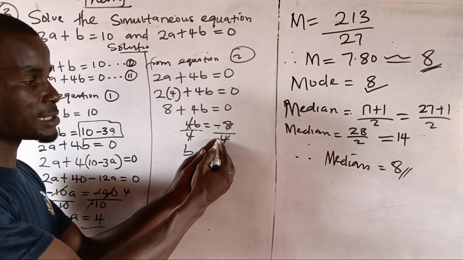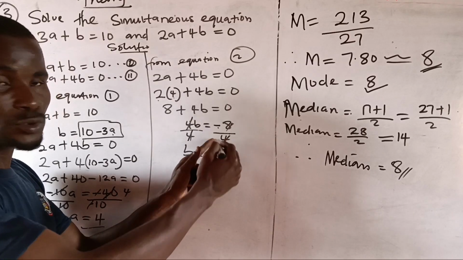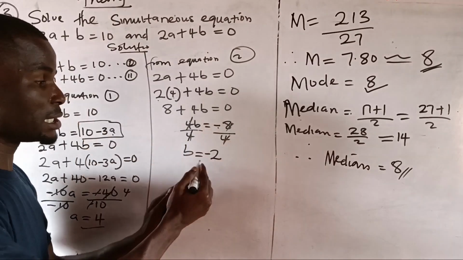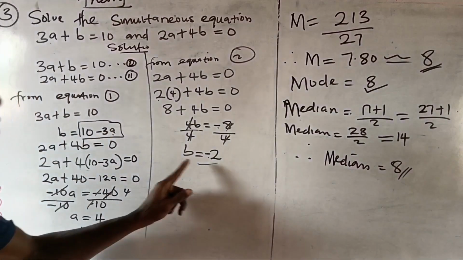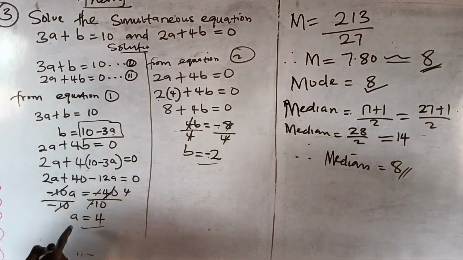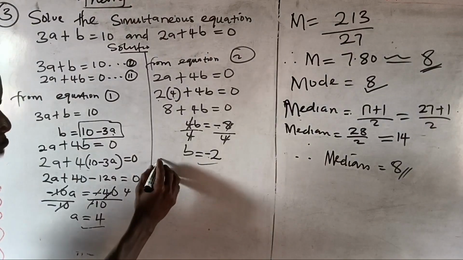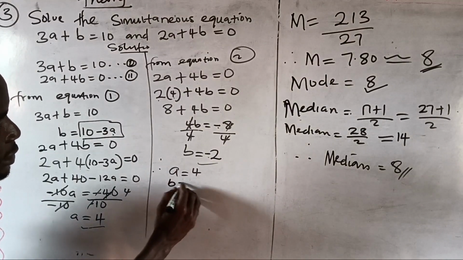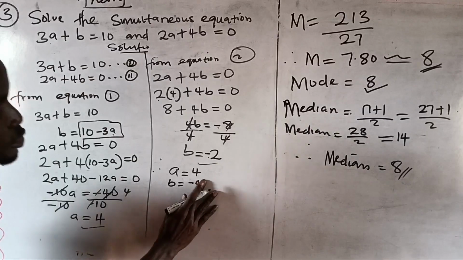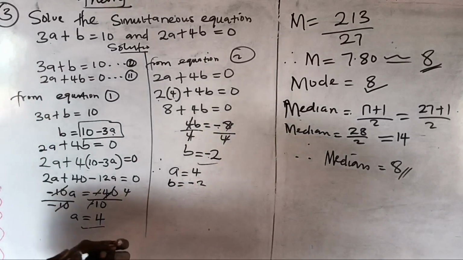And then this one has a negative sign. Negative will cancel negative, but it has only one negative. That's why we have minus 2. So B is equals to minus 2. So we have A. Therefore, A is equals to 4 and B is equals to minus 2. That is our final answer.